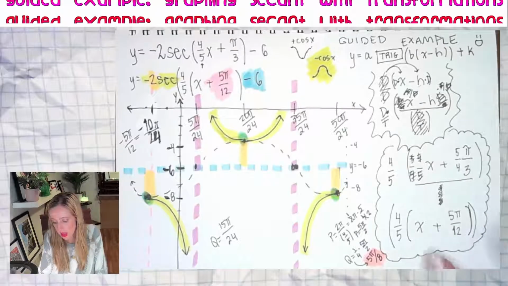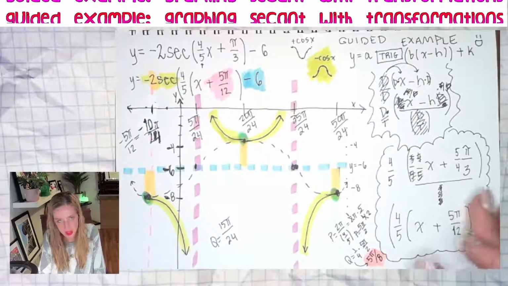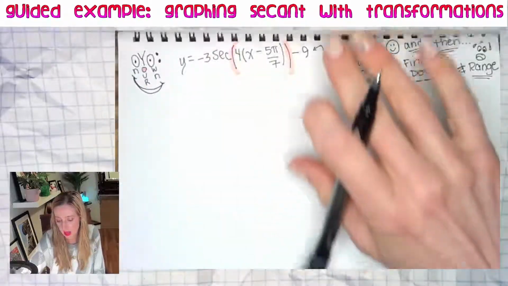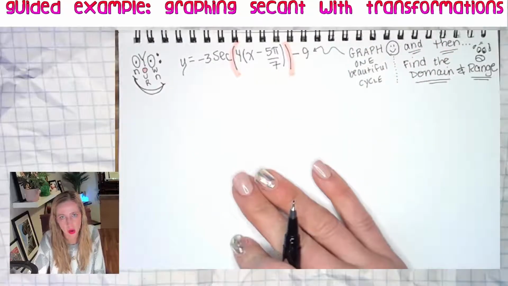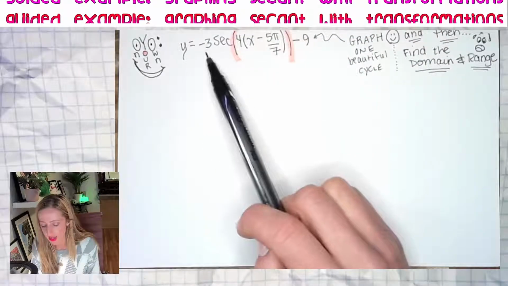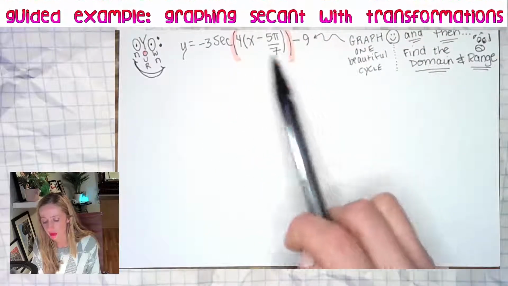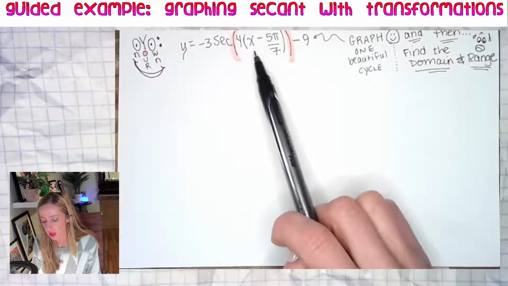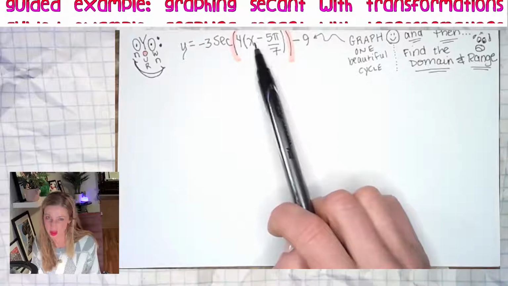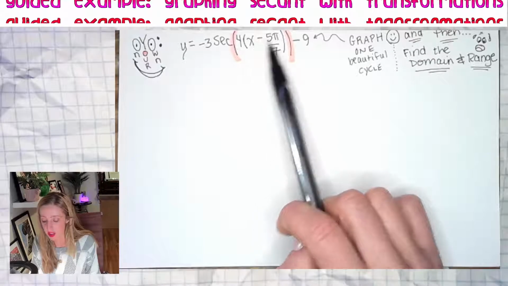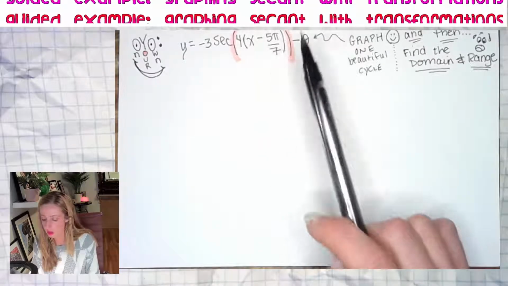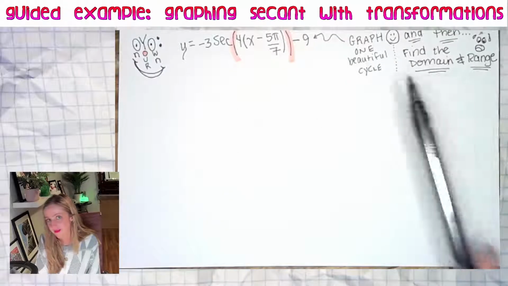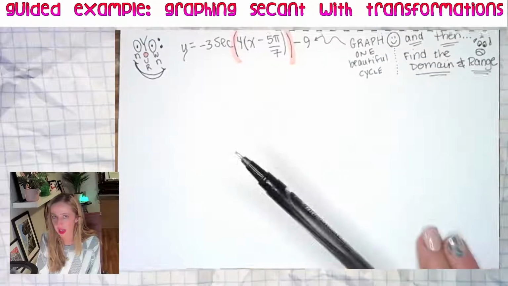So for the on your own example that I would like for all of you to give a good shot, give it a good try, we have this right over here. Y equals negative 3 secant of, don't worry, I factored out the b value for you already, 4 times the quantity, x minus, double nice because minus makes it easier, 5 pi over 7, close, close, minus 9. You're going to graph one beautiful cycle and then find that domain and range, all right?